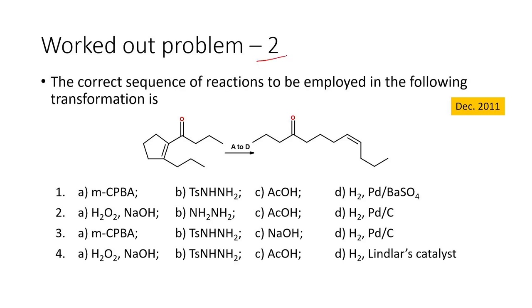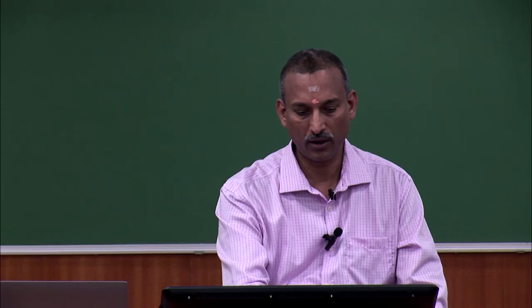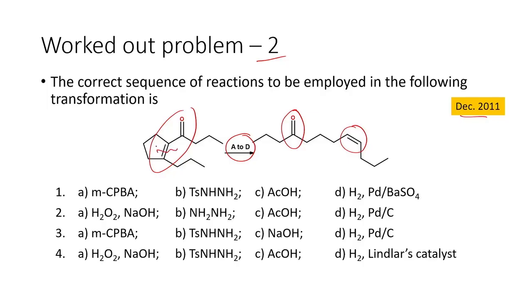Here, this question was asked in December 2011. What is the correct sequence of reactions to be employed in the following transformation? There are four reactions, A, B, C, D, and the reagent for each reaction is given here. We have an alpha beta unsaturated ketone as the starting material, and we have an alkenic ketone as the final product. Of course, the cyclic system is broken in the final product.